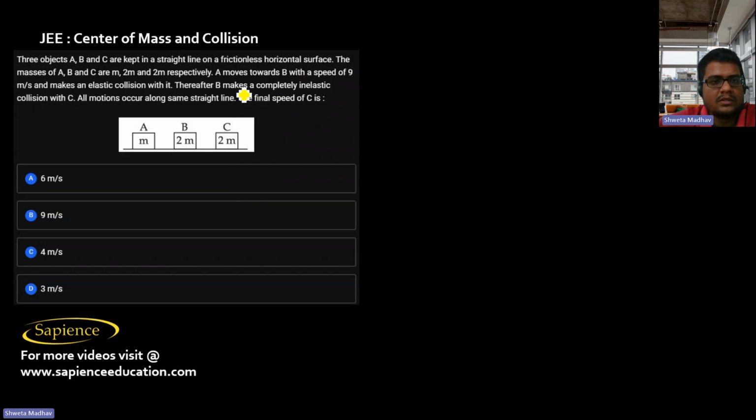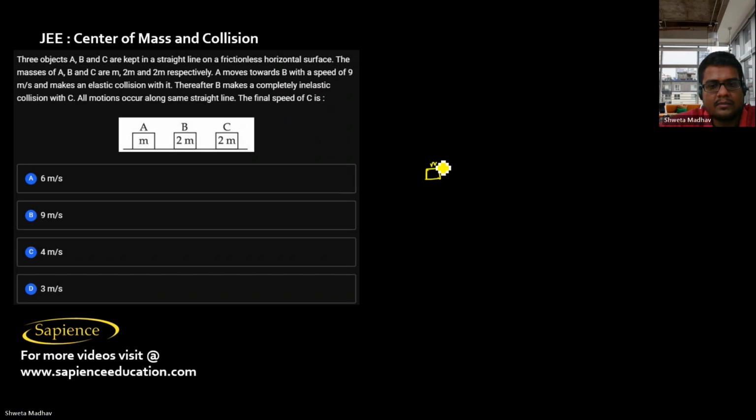And here it is told three objects A, B, and C are kept in a straight line on a frictionless horizontal surface. The masses of A, B, and C are m, 2m, and 2m respectively. A moves towards B with a speed of 9 meter per second and makes an elastic collision with it. Thereafter, B makes a completely inelastic collision with C. All motions occur along the same straight line. The final speed of C is.